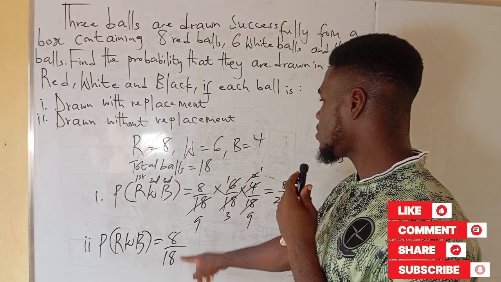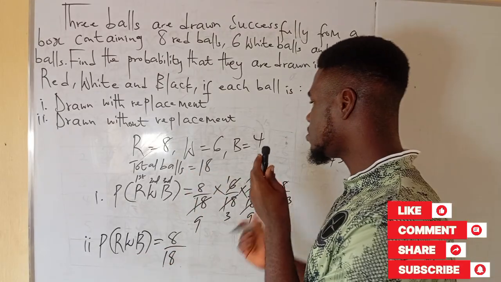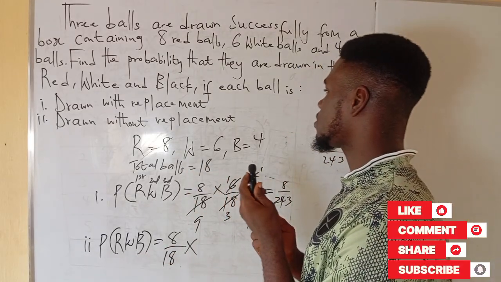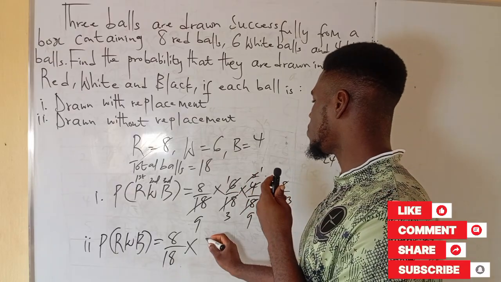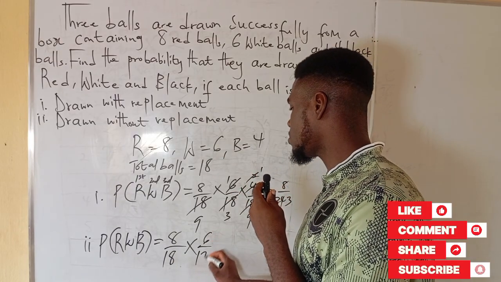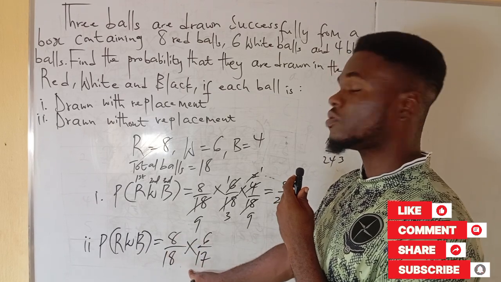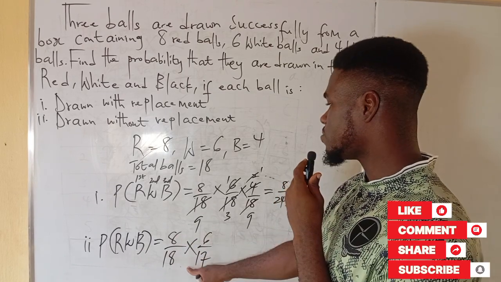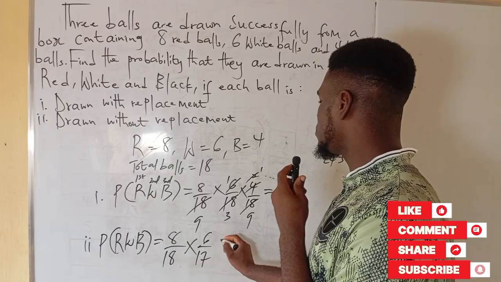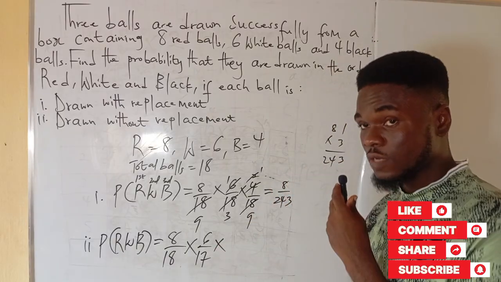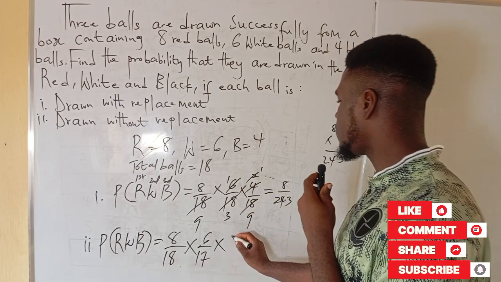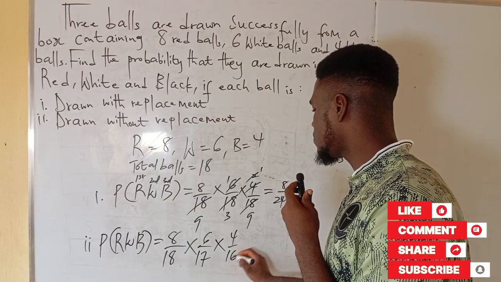So 8 over 18, because the first ball is red, times the second ball is now going to be 6, which is white, 6 over 17. Now you can see that when you pick the first ball, it was not replaced. That is the without replacement. So the total has reduced. Times, we are picking the third ball now, another reduction. So the third ball is going to be 4 over 16.